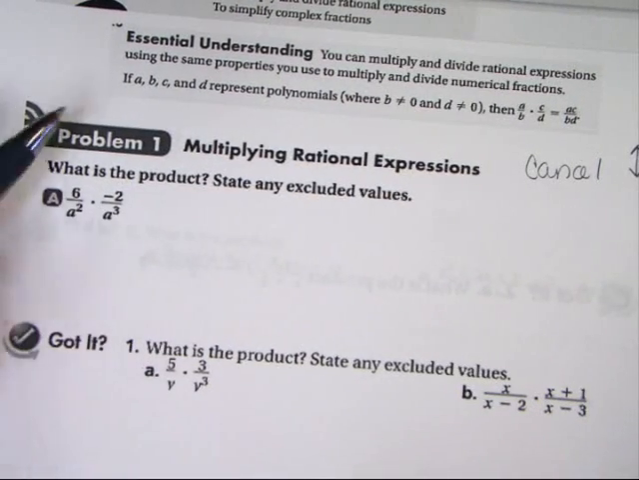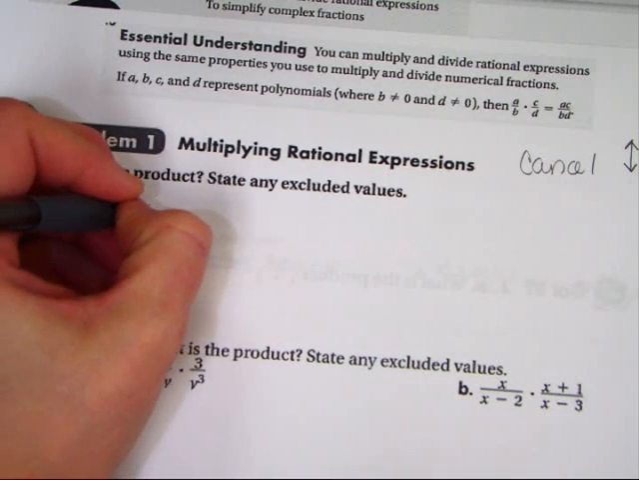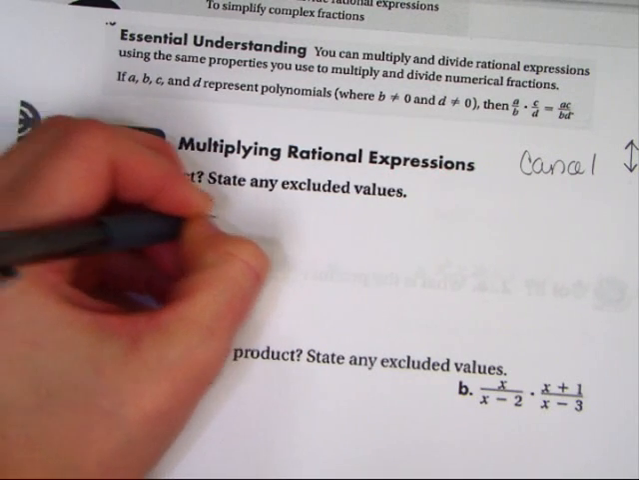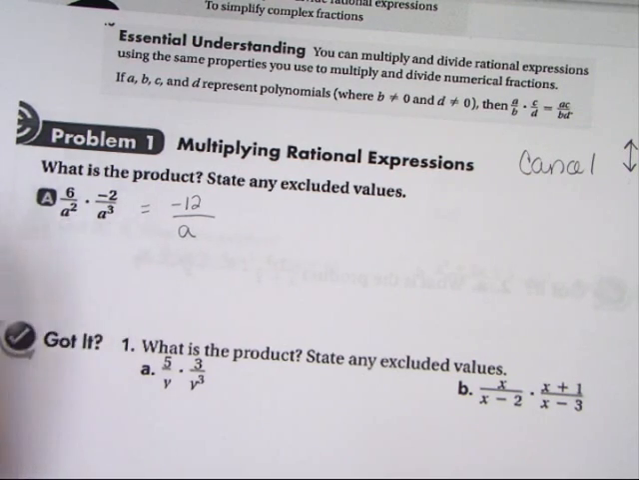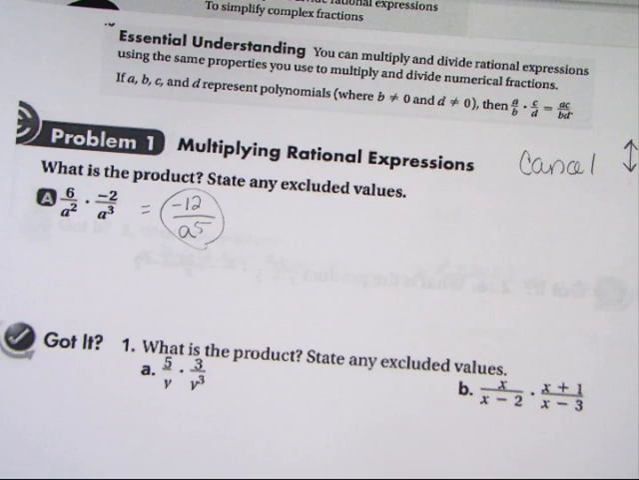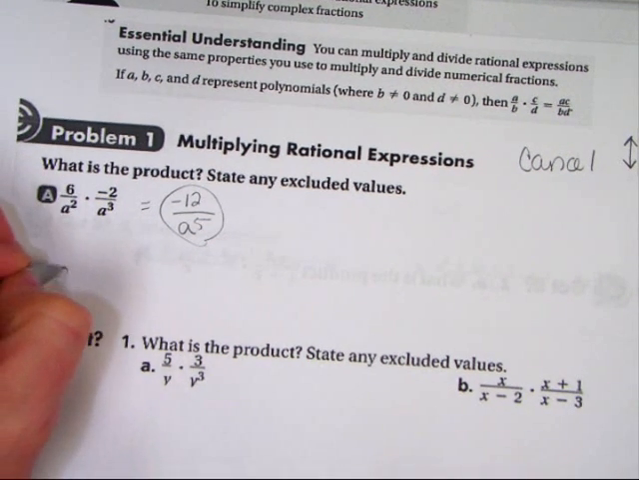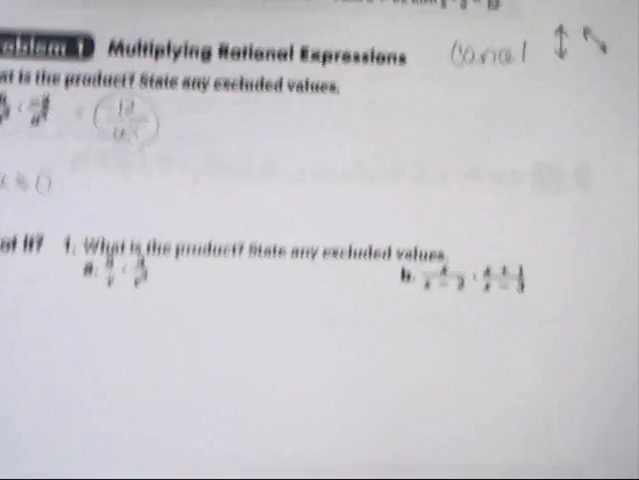So let's look at this problem. Nothing cancels up and down, and nothing cross cancels. Notice I did not say side by side. You cannot cancel side by side. So what's the final answer? Negative 12 over a to the, well, when it looks like this, you add your exponents, a to the 5th. That's all there is to it. What can't a equal? A cannot equal 0 because that would make your denominator 0. Okay, and that comes from yesterday.